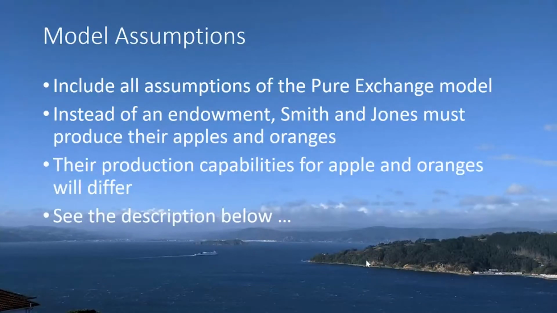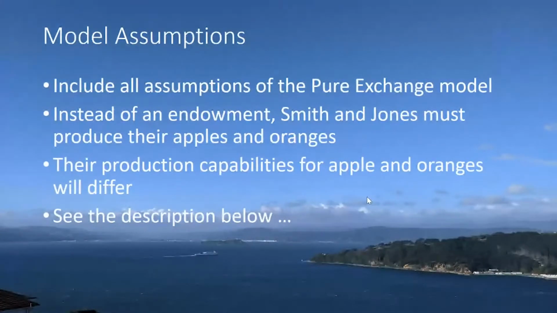Work in this case is going to mean walking through the apple groves and the orange groves and collecting apples and oranges for their individual consumption or for the potential to trade. That's going to represent the production process. So all that's needed in this model to produce apples and oranges is going to be Smith and Jones's own labor. And they're going to devote a particular amount of time to the production of apples and oranges.